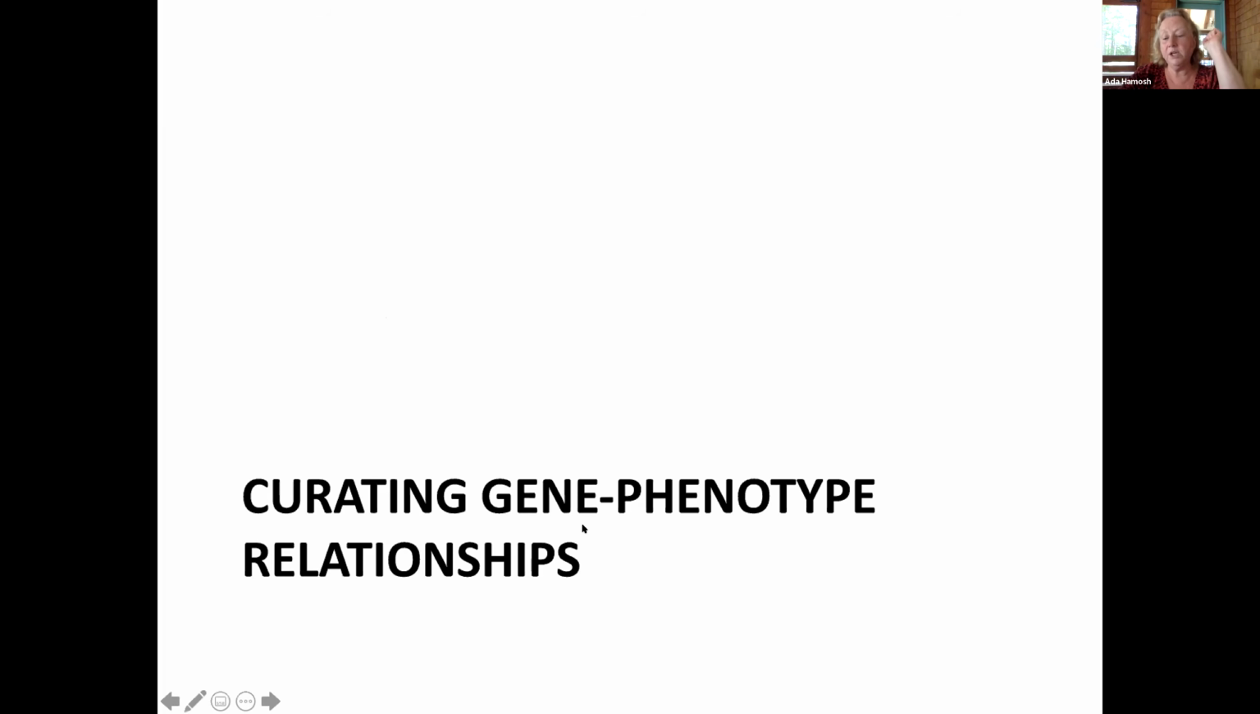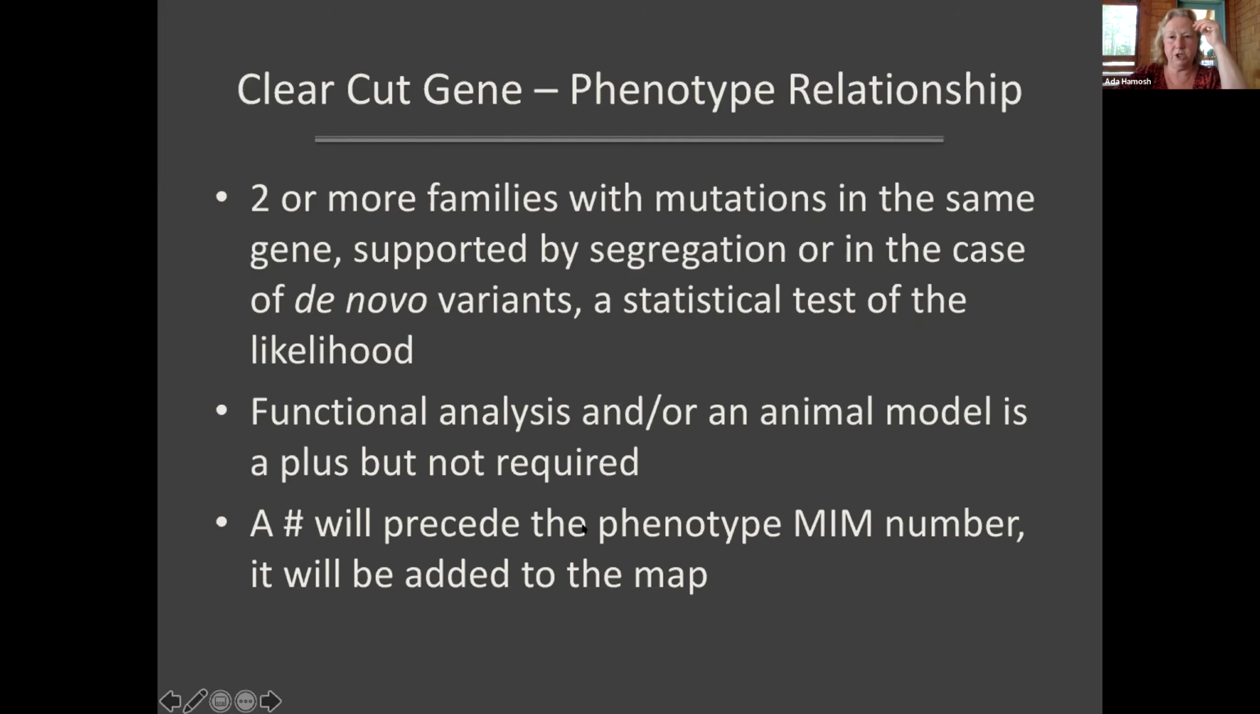All right, so here's what we do to curate gene phenotype relationships. We create a clear-cut gene phenotype relationship. It's not definitive, strong, moderate, limited. We don't say any of those things, but we say this is a gene phenotype relationship. If there are two or more families with mutations in the same gene supported by segregation, or in the case of de novo variants, a statistical test of the likelihood. And I would say for de novo variants, it's definitely more than two families, more than two cases.